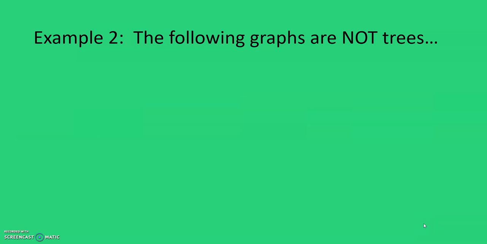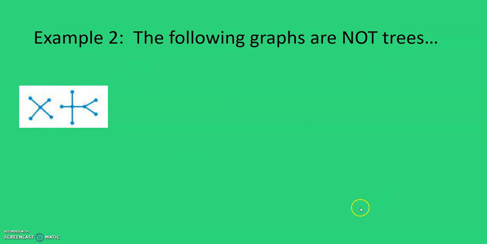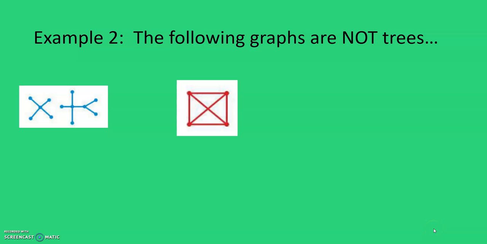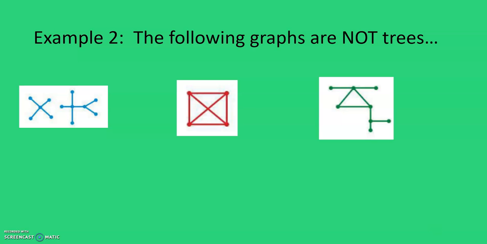Example 2. The following graphs are not trees. That graph is not a tree because it is not connected. Not connected. It is not a tree because there are circuits. And again, not a tree because of the triangle part that is the circuit.